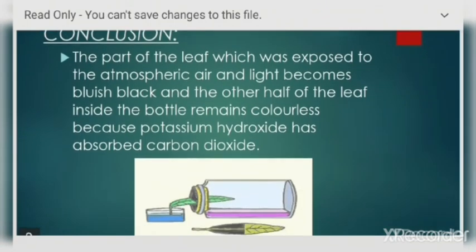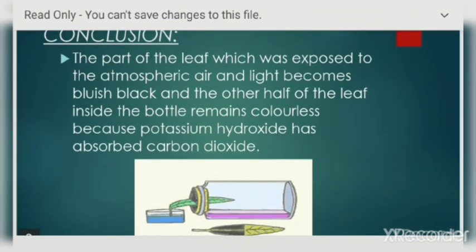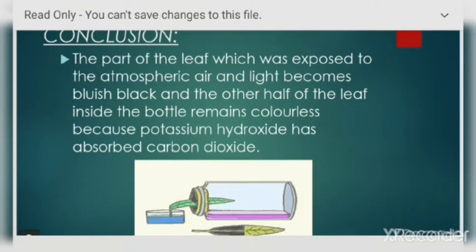As we have done in activity 1, we take the leaf, we boil it in water, we put it in methylated spirit, keep it in hot water bath and then we test it with the iodine solution. The part of the leaf which was inside the bottle remains colorless or pale and half of the leaf which was outside the bottle turns bluish black, indicating that the starch is formed in half of the leaf which was outside the bottle which was getting the carbon dioxide. So from this we conclude that carbon dioxide is essential for photosynthesis.